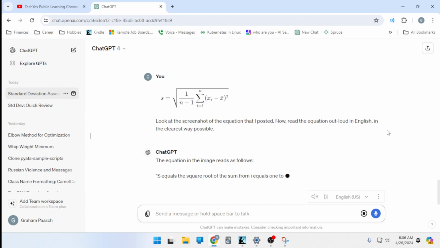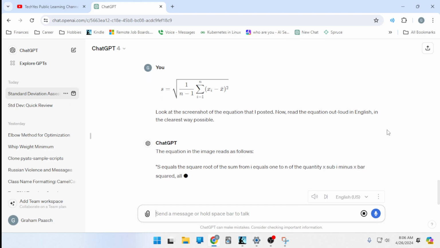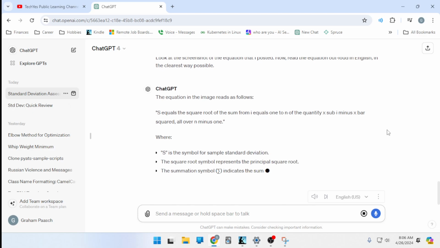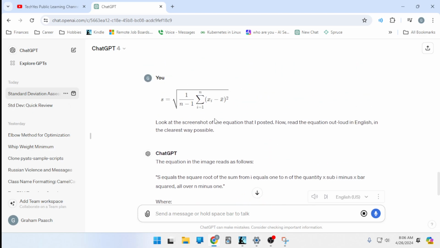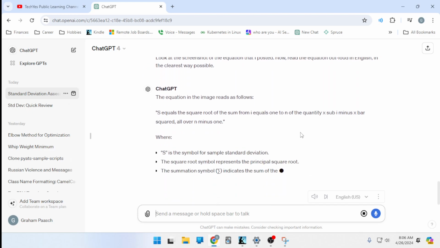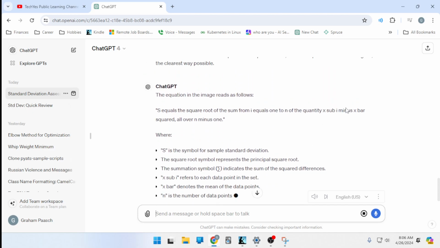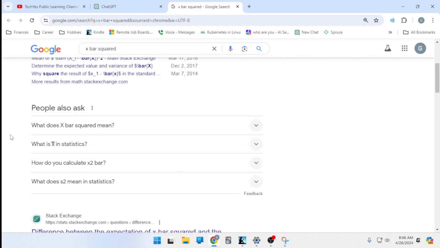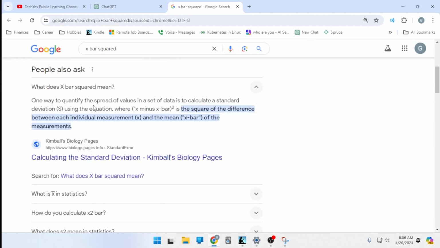Oh, that's beautiful. Look at that. The equation in the image reads as follows. S equals the square root of the sum from i equals 1 to n of the quantity x sub i minus x bar squared, all over n minus 1, where S is the symbol for sample standard deviation. The square root symbol represents the principal square root. The summation symbol indicates the sum of the squared differences. X sub i refers to each data point in the set. X bar denotes the mean of the data points. N is the number of data points in the sample. N minus 1 in the denominator is used for calculating the sample standard deviation, which is used in the estimation of the population variance and standard deviation.